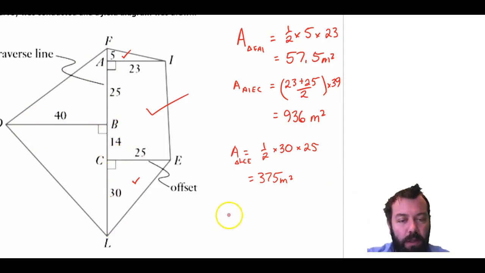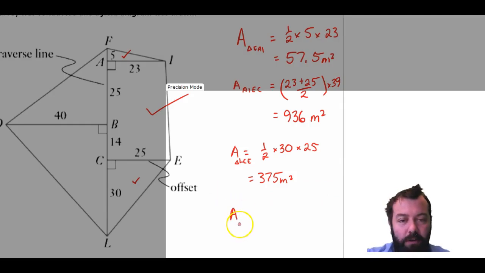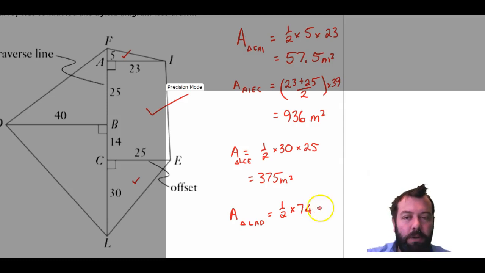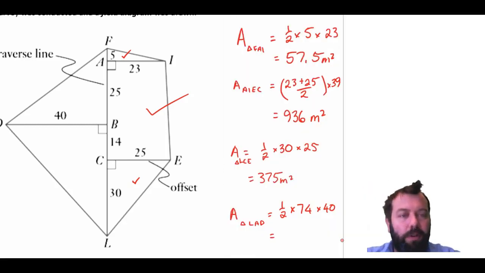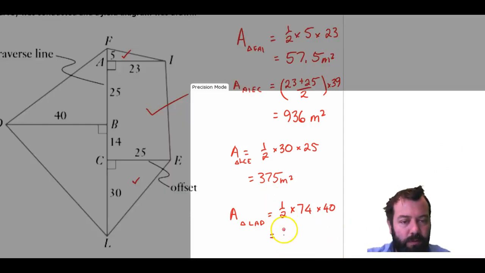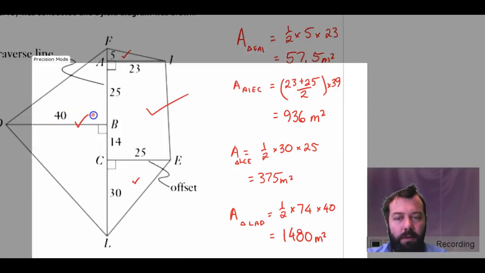44, 74. So, my last area here, the area of triangle LAD is half times, I forgot the number, was it 74? What have I got? 44, 69, 74. Half times 74 times 40 equals, calculate again, 0.5 times 74 times, oops, 40 equals 1480. Okay, that's good, and that's that area done as well.